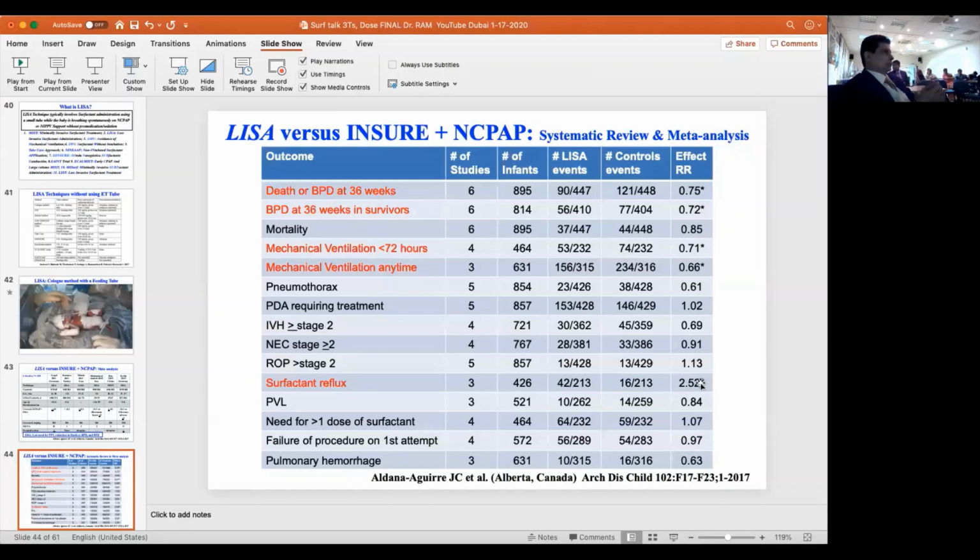If the baby is coughing, gagging, or has bradycardia, that is either reflux or vagal bradycardia. To fight that, we're using a large volume of surfactant, and we need to give it slowly over 1, 2, or 3 minutes. There were no adverse effects like pulmonary hemorrhage or pneumothorax.